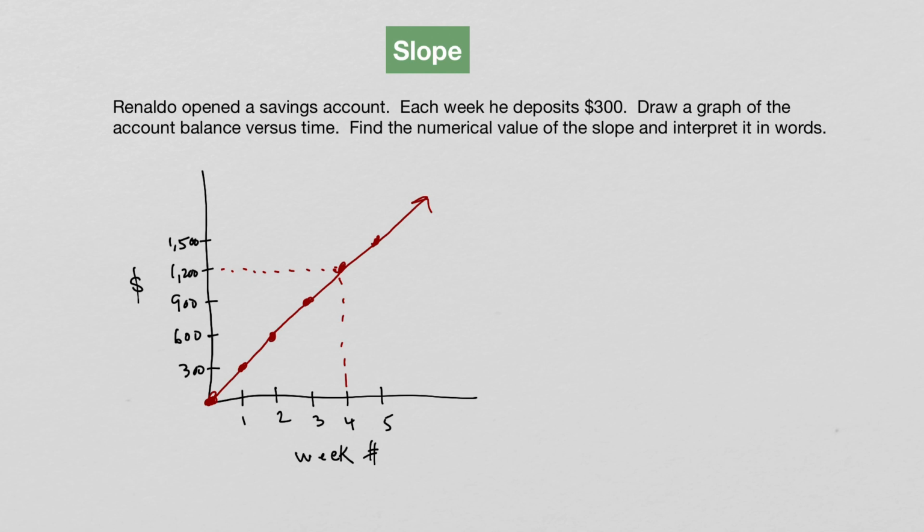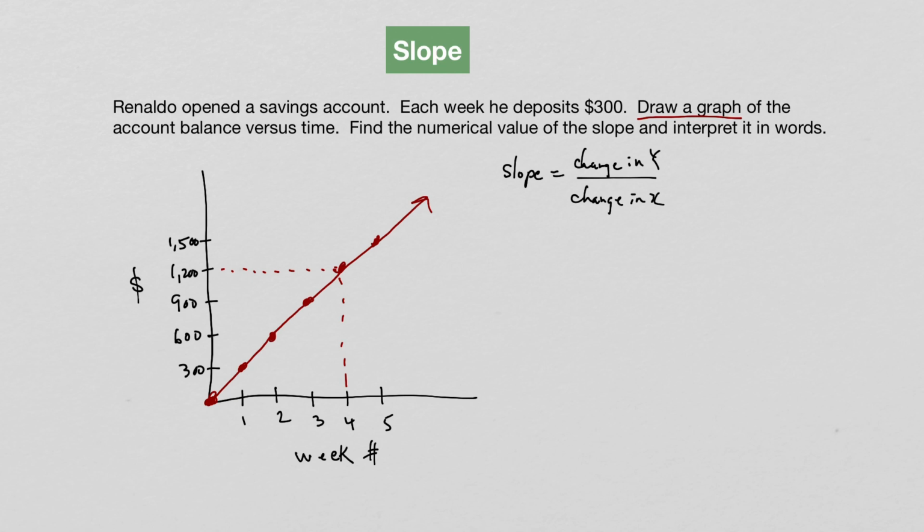So we've completed that. We were asked to draw a graph of the account balance versus time, right here. Draw a graph. So we've completed that. The next step is to find the numerical value of the slope. Well, we know from the last time that the slope is equal to change in y over the change in x. So we just need to find 2 points.